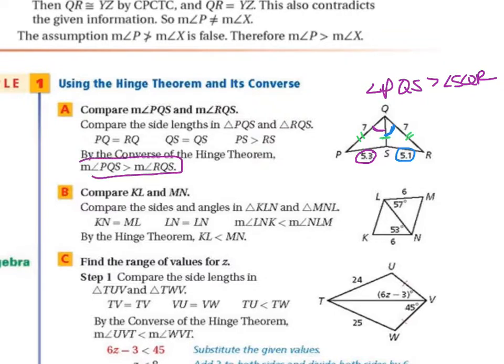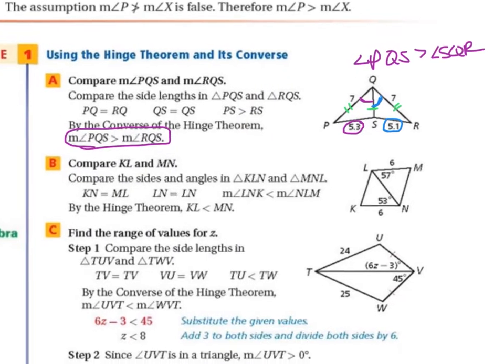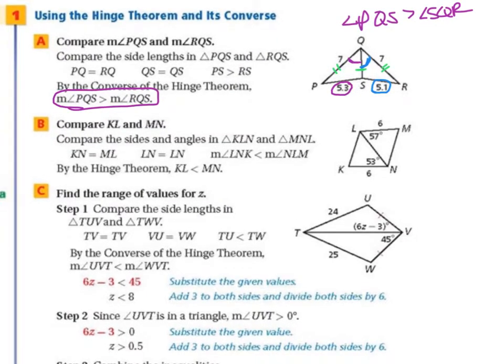Which is what this says right here. If you go to B, it says compare KN and MN. So KL is here, MN is here. Again, if you look, there's two triangles there. They have a reflexive side, so you've got one pair, and then they both have 6 as the outer pair.